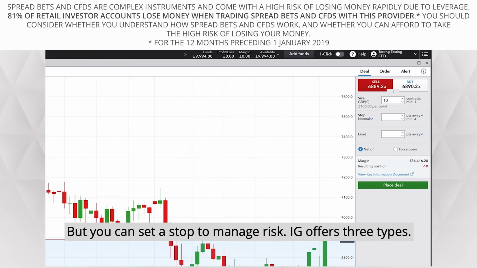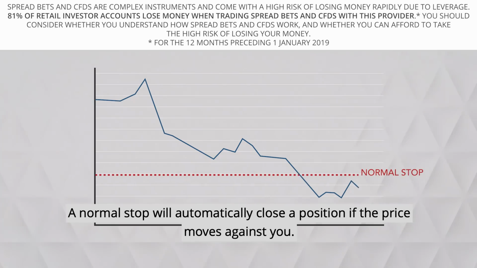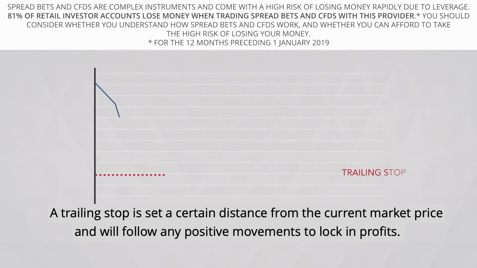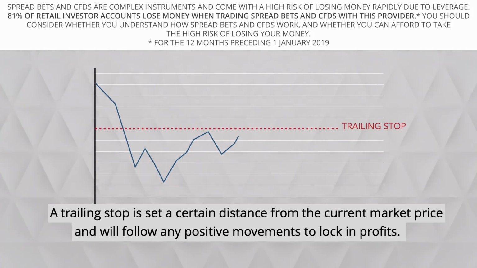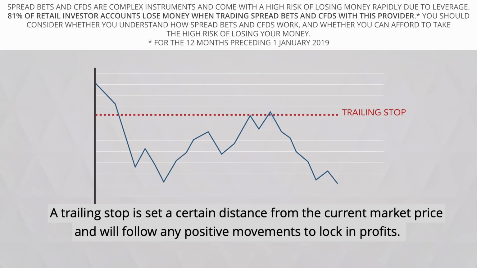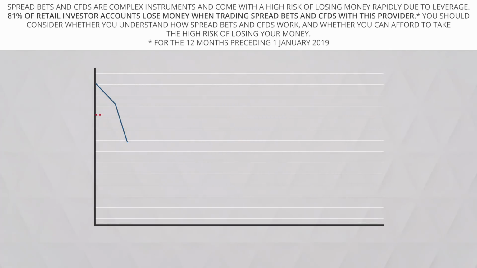But you can set a stop to manage risk. IG offers 3 types. A normal stop will automatically close a position if the price moves against you. A trailing stop is set a certain distance from the current market price and will follow any positive movements to lock in profits. Both are free, but could be subject to slippage if the market moves quickly or gaps.